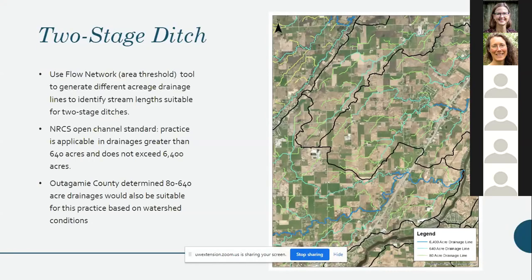And outside of that output, we then calculated the stream gradient for the 80 acre flow network segments, since 2-stage ditches are best suited for low gradient drainages less than 1%. So then the stream segments meeting the criteria for the drainage area and gradient for this practice were then identified from the resulting drainage lines.